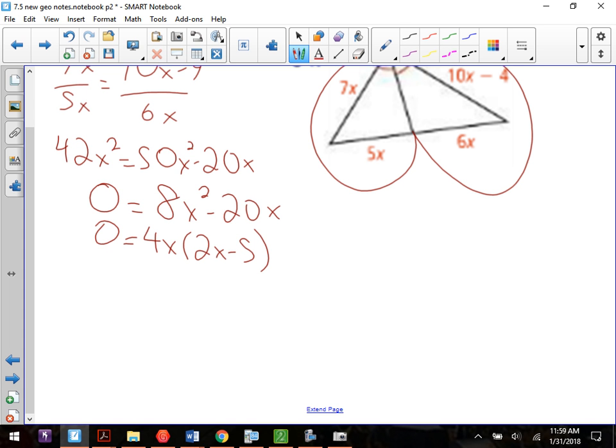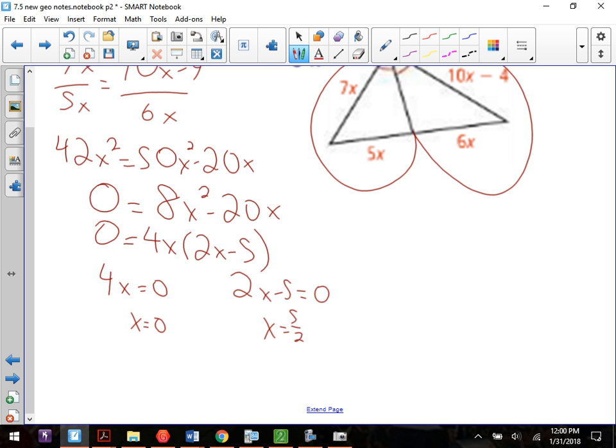You still have two parts now, two terms, that you set equal to 0. When I set those both equal to 0, you have two values of x. 4x equals 0, or 2x minus 5 is 0. Which means I have possible zeros at 0, or add 5 divided by 2, 5 halves.